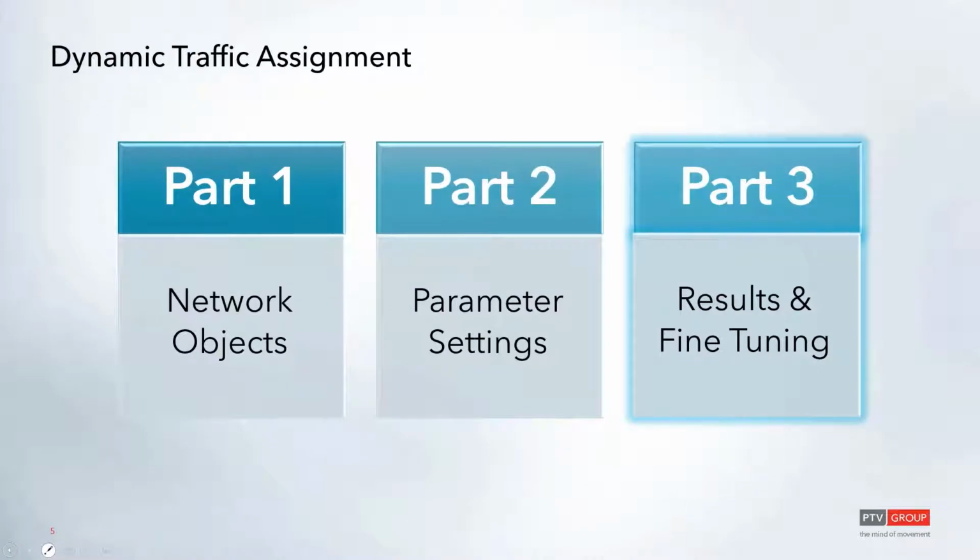So far we've already covered adding in all the different network objects that are associated with DTA, so looking at adding in the nodes and zones and parking lots. And then last time we took a look at all of the different parameter settings that we have for the path choice and search. And then today we're going to take a look at the DTA results and then fine-tuning the network.